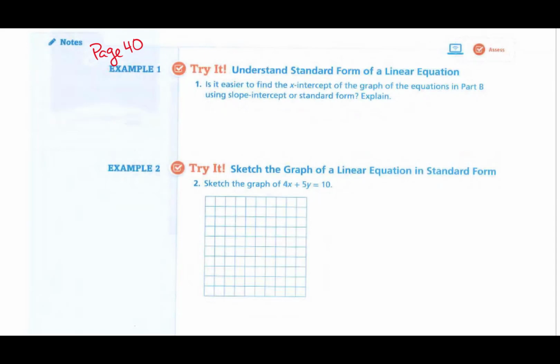So we're going to be on page 40 of your student companion book, and we're starting a new section on understanding standard form. So this is our third form of linear equations. Let's review.